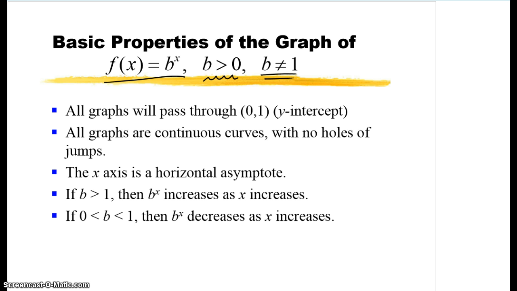Why is that? Because no positive number, or as a matter of fact negative number, raised to any power will give you 0, right? Raising a number to a power will never give you 0, because the power just tells you to multiply that base by itself x many times. And multiplying any number other than 0 x many times by itself does not produce 0. Okay, so that's why the x-axis is a horizontal asymptote here. We're never going to get 0. If b is bigger than 1, then b to the power of x increases as x increases. If b is between 0 and 1, then b to the power of x decreases as x increases.